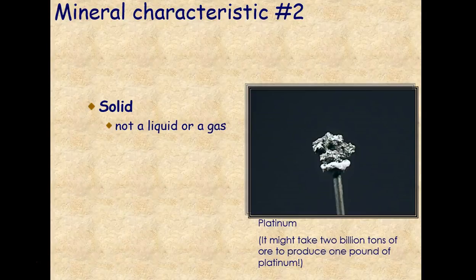The second characteristic is that as far as phases of matter go, a mineral is always a solid. It's never a liquid or a gas. I have an example here of platinum. Platinum actually takes a really long time to form, and a lot of the ore only produces a little bit of the platinum. But mineral characteristic number 2, the important part is that it's solid.